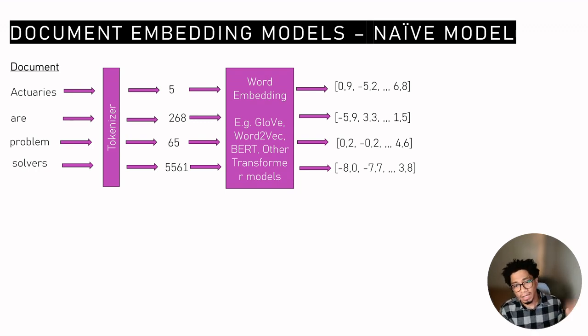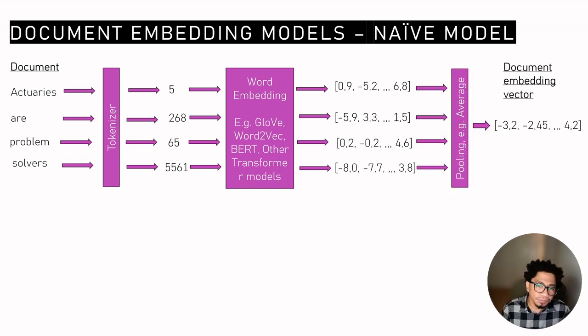Which could be 10 words long, it could be 200 words long. So how do you do that? You need a pooling function, a pooling step, and this could be, as an example, taking an average of the vectors, right? So you just take the average of the 4 vectors, and essentially then you have one vector. And this one vector is supposed to represent the sentence actuaries are problem solvers.